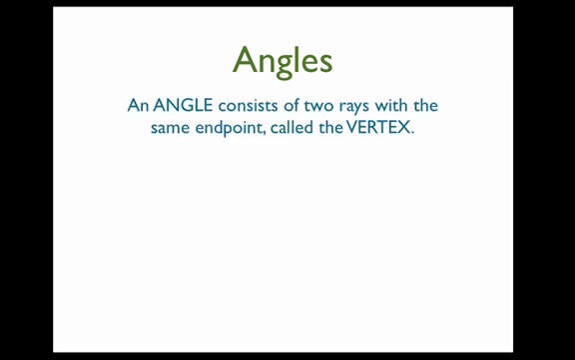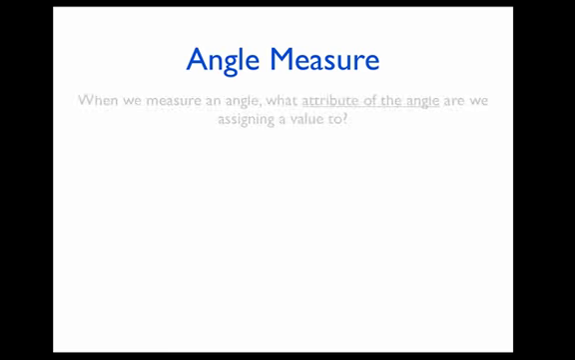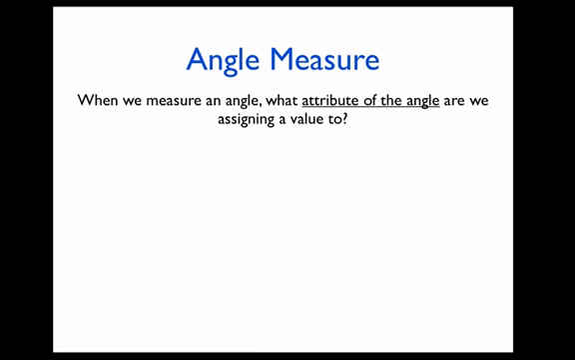Okay, let's just motor through this review from last time. So what is an angle? It's two rays with the same endpoint called the vertex. And what is the attribute of the angle that we're assigning a value to when we talk about measuring an angle? What attribute are we talking about?